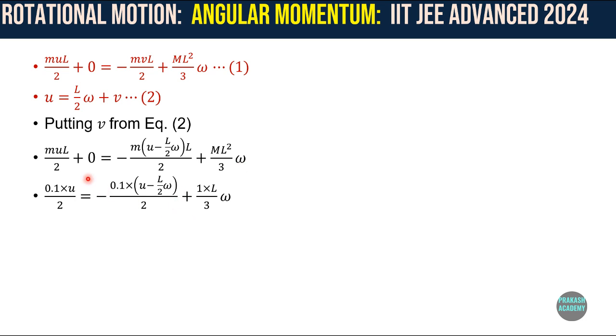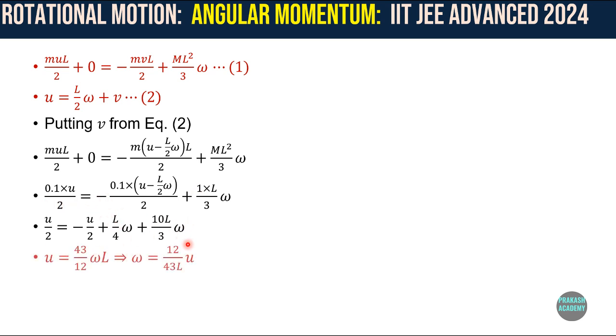Now in the question the mass of the ball is given as 0.1 kg, and the mass of this rod is 1 kg. So we can plug in these values. If I cancel, I will have this equation. From here I can get the relationship between u and omega. So u is equal to 43 by 12 omega times L, or omega equals 12 by 43 L u.